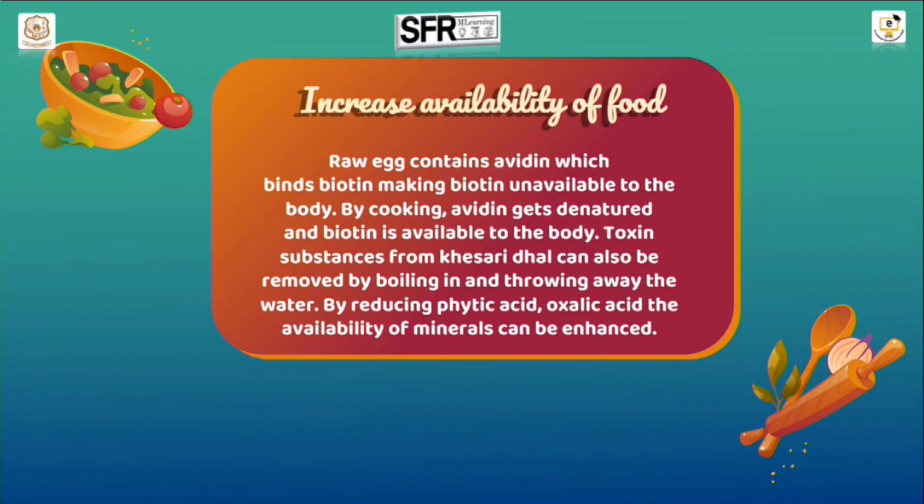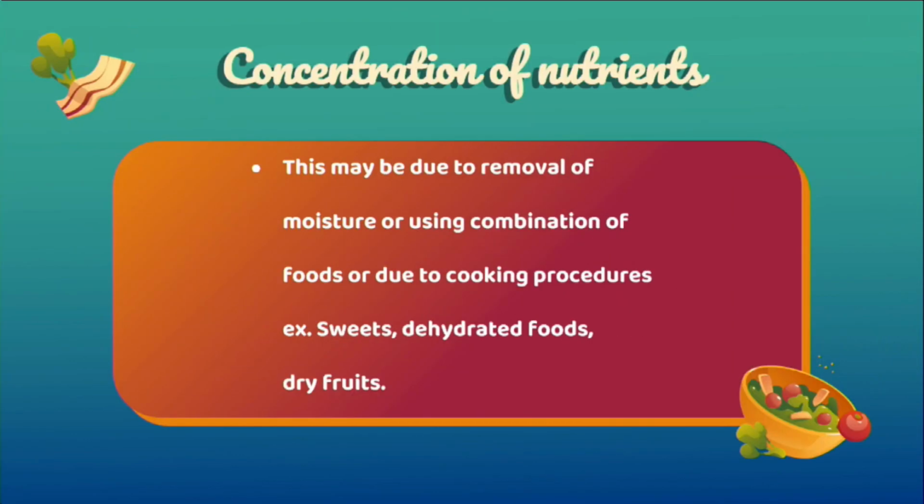Some toxic substances from the kesari dal can be removed by the boiling process and throwing away the water. By reducing the phytic acid and oxalic acid, availability of minerals can be enhanced during the cooking process. Next one is concentration of nutrients. This is another objective of the cooking process. This may be due to the removal of moisture, or the combination of foods, or due to the cooking procedures. Examples: sweets, dehydrated foods and dry nuts.